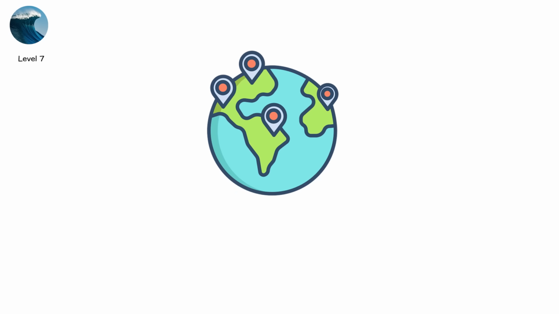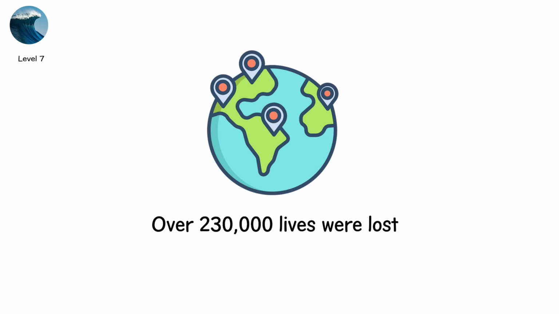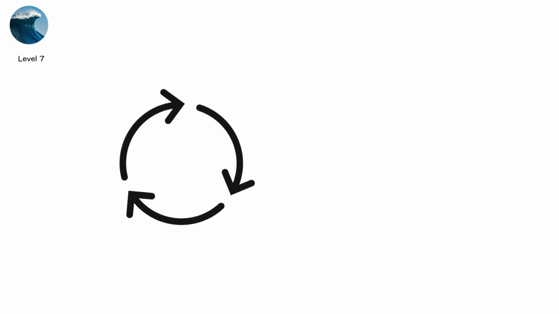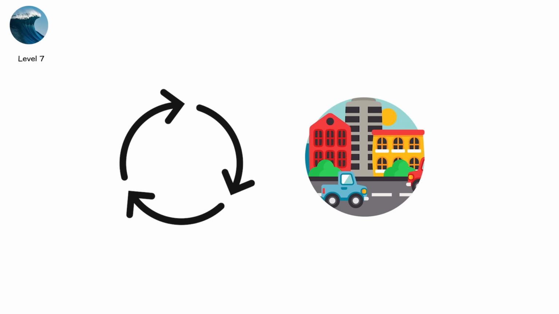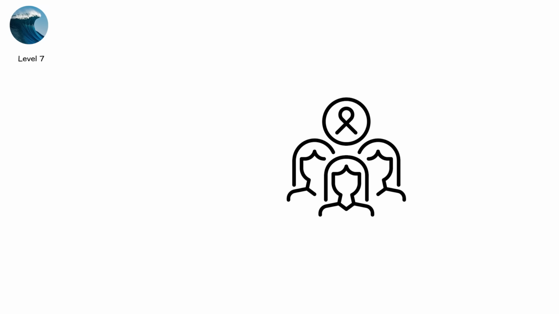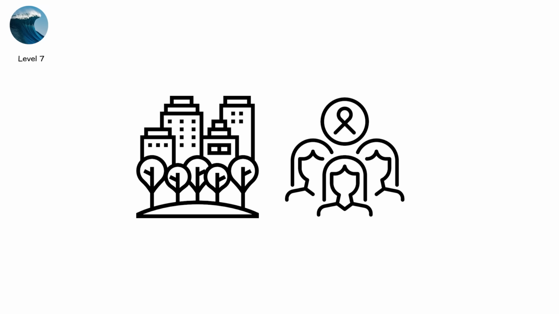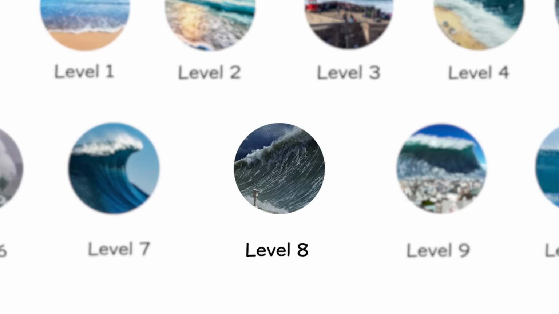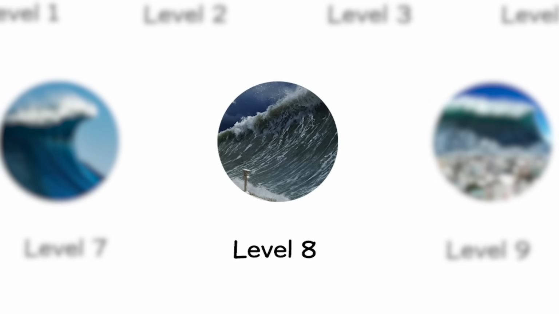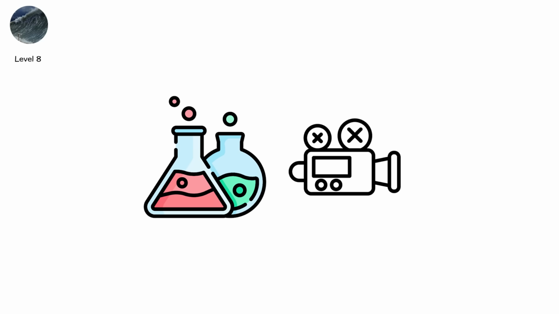Across 12 countries, over 230,000 lives were lost. Some bodies were never recovered, some cities never fully rebuilt, and some survivors carry memories they can't ever forget, of loved ones gone, of entire landscapes changed. That's level 7. Level 8 is a line we haven't crossed in modern human history, or at least not with cameras watching. But science says it can happen.